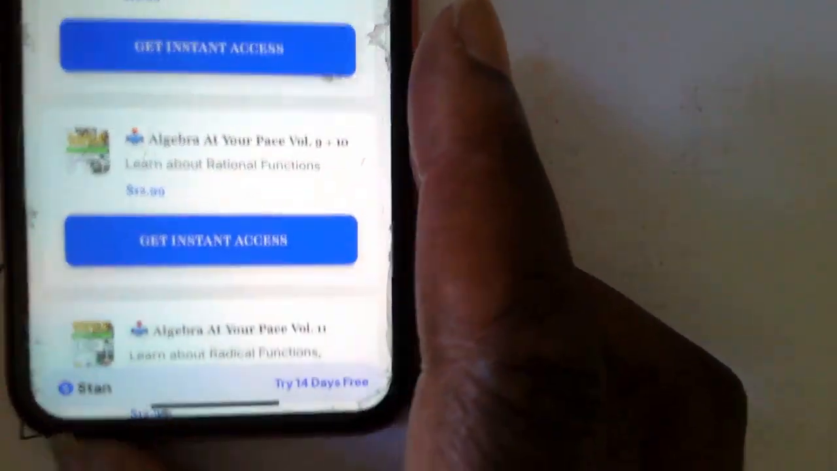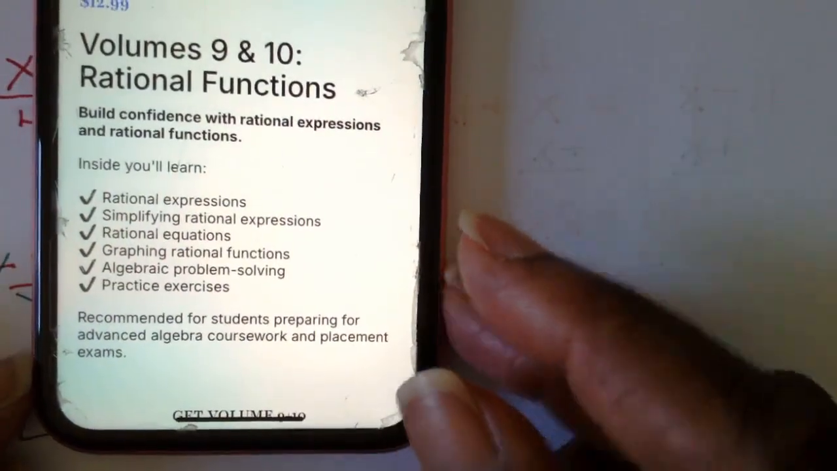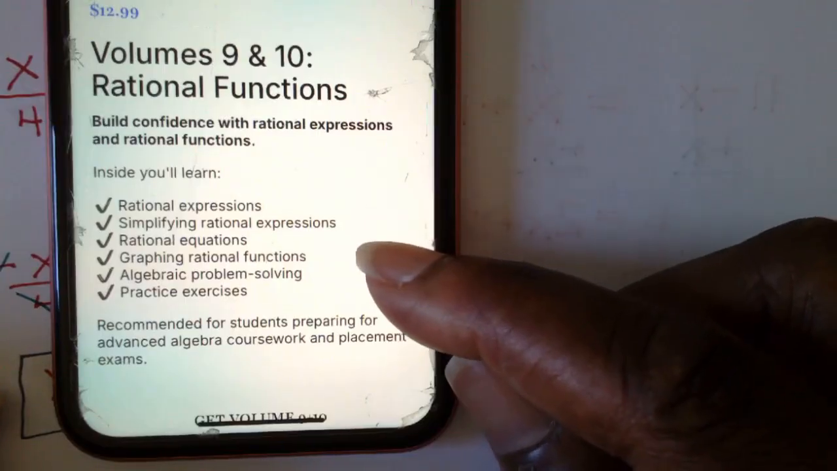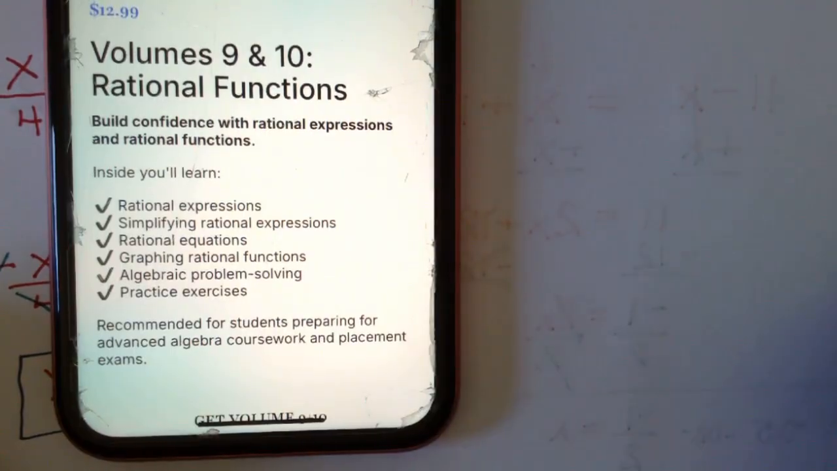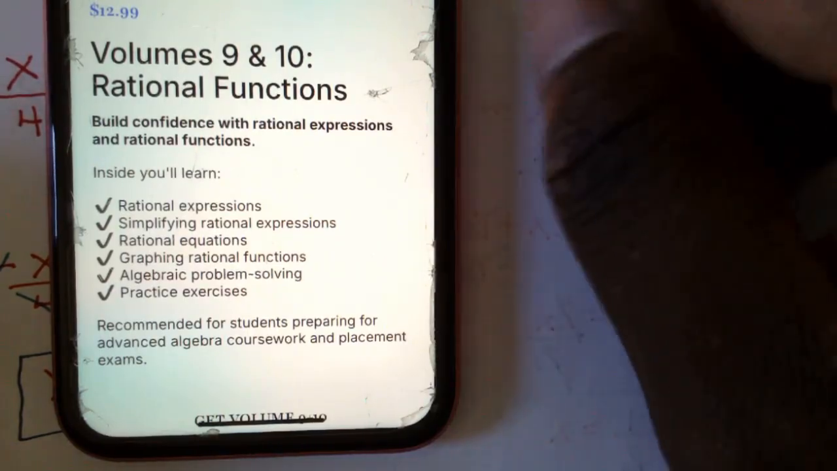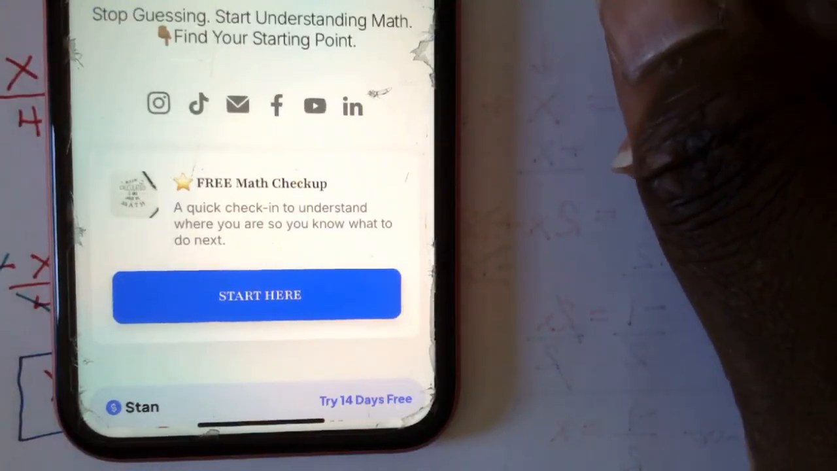So, if you notice right here, volume 9 and 10, rational functions, how you simplify it, how you graph it, the algebraic problem solving, and also some practice. EC, yeah, that's for elementary. I usually don't. But if you are looking for some of the basic concepts of math just as a refresher, yeah, you can look at that.